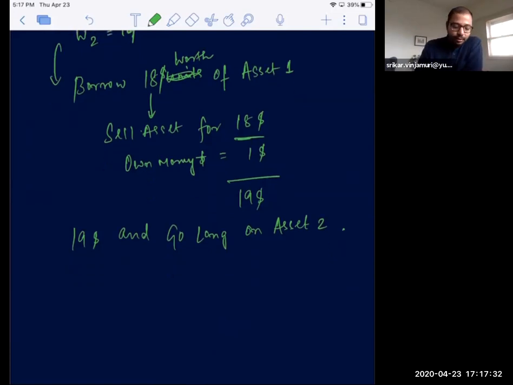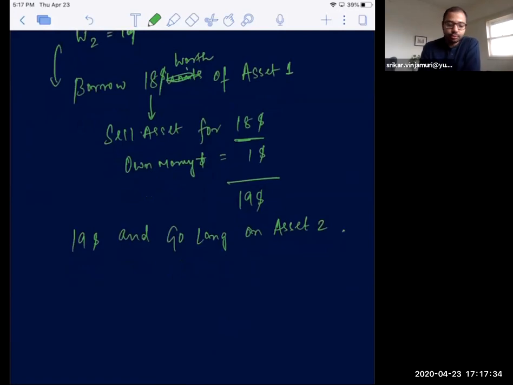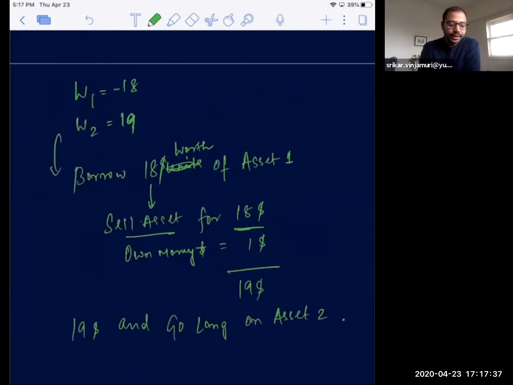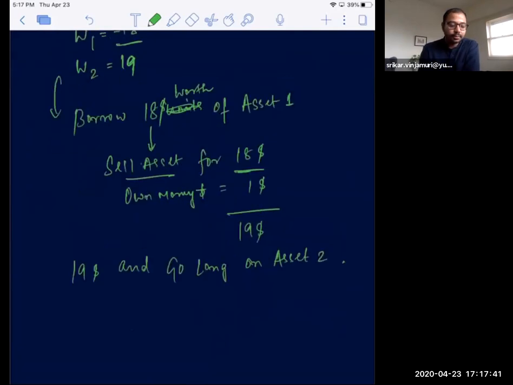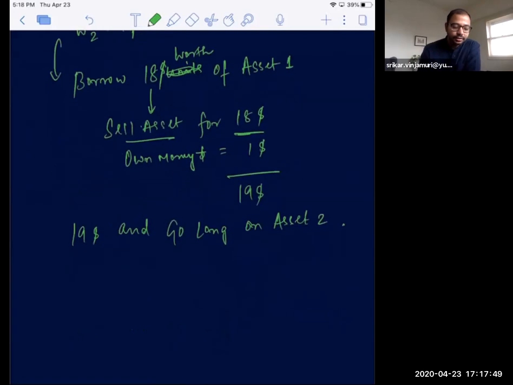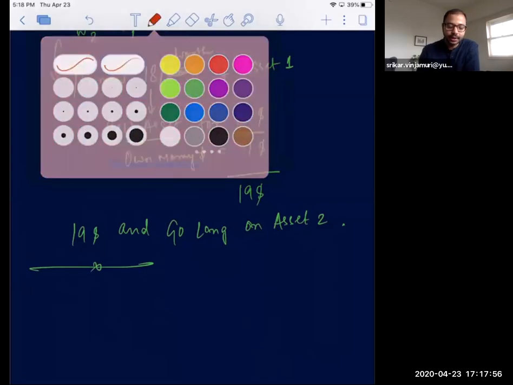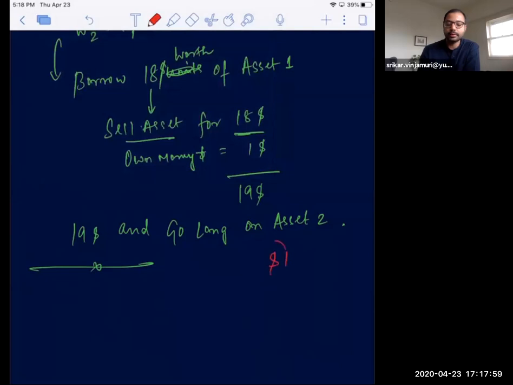Right? So if you think about what the calculation is, this is how it generates those weights, right? It means when W1 is negative 18, it says go short of about $18 worth on asset one, and W2 being positive 19 means go long on asset two of $19 worth, right? And the transaction just works out perfectly, right? So if you think about how you would be doubling your money, remember you have only $1. If you have to double your money, you have to make this dollar into $2, right? You have to basically turn the dollar into $2.